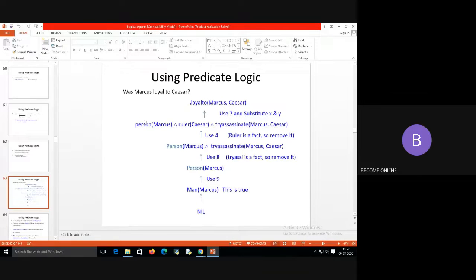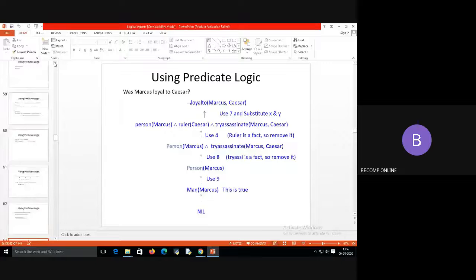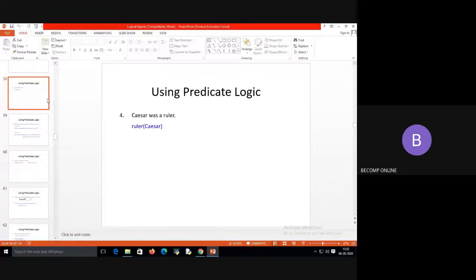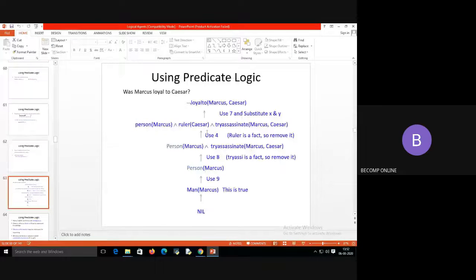So what do I have on the left hand side of the implication sign is all this. Now here what I'm saying is use 4. What does use 4 mean? In fact 4, that is, this is fact 4. I have a fact ruler Caesar. So what does it mean? That ruler Caesar is a fact which is true. So any fact that is true, I remove it from this AND.